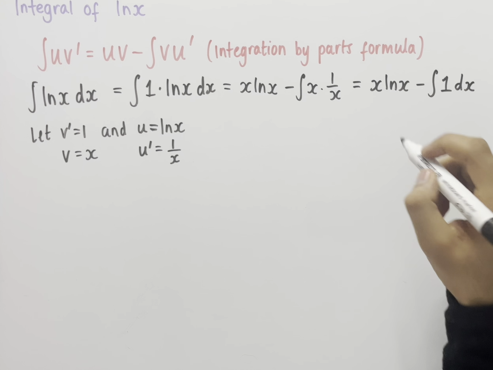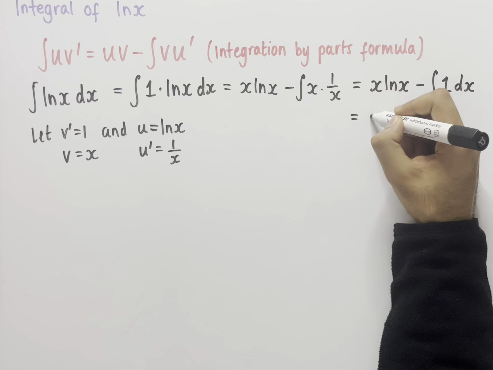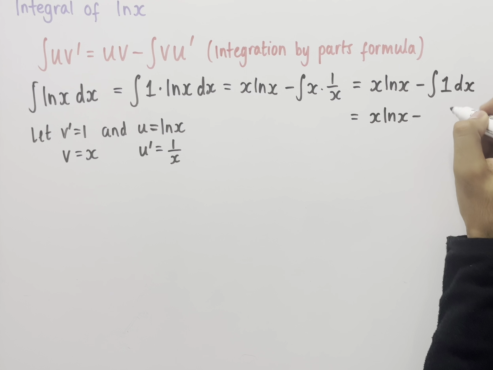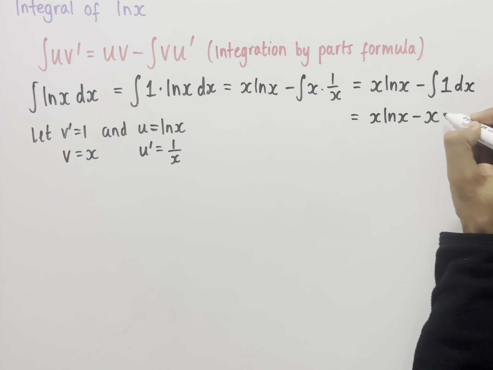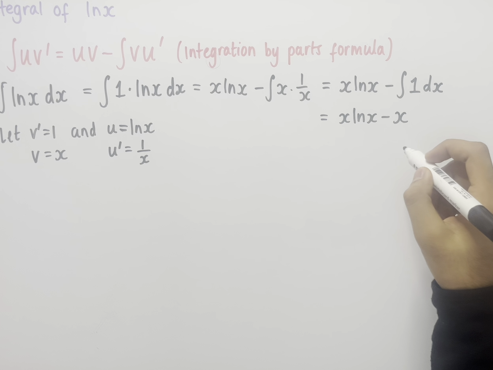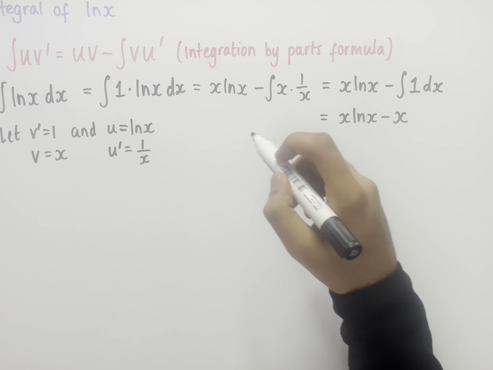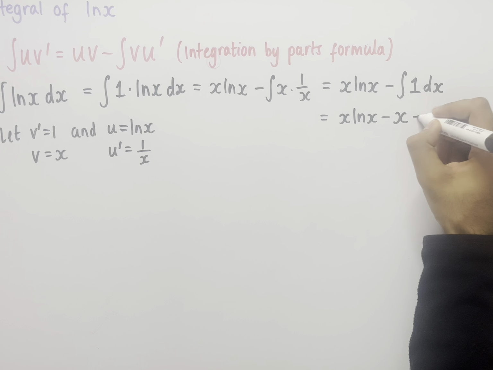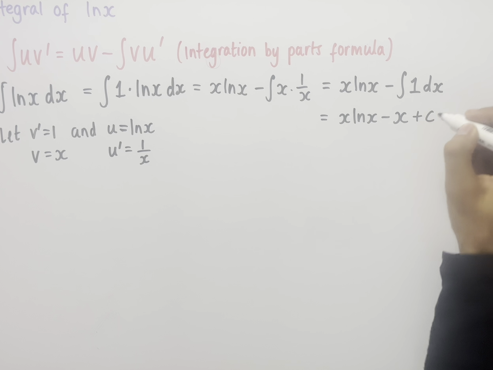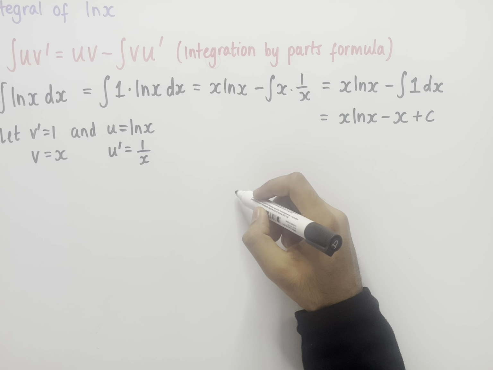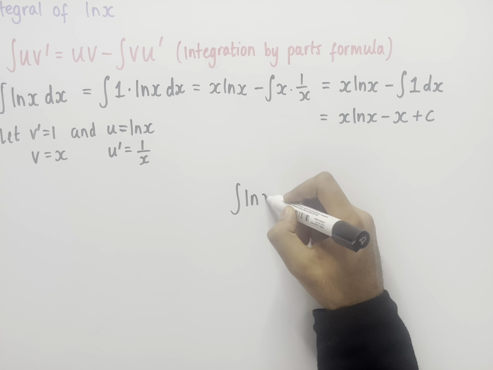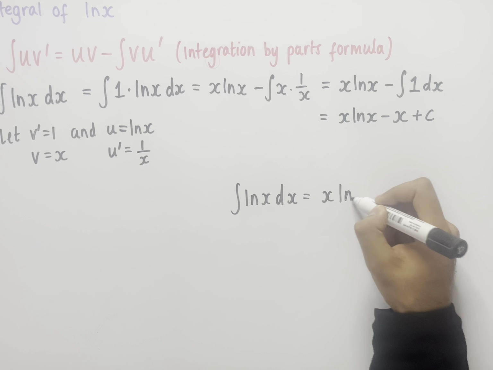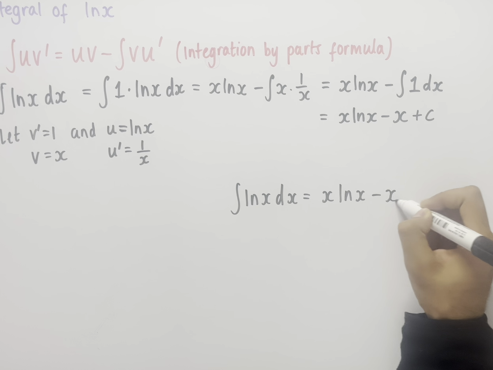And so finally, if we work this out, then we end up with x ln x minus, and now the integral of 1 with respect to x is just equal to x. And since we have indefinite integration, so that's integration without any limits, we add on the constant of integration, so plus c. And so therefore the integral of ln x with respect to x is equal to x ln x minus x plus c.